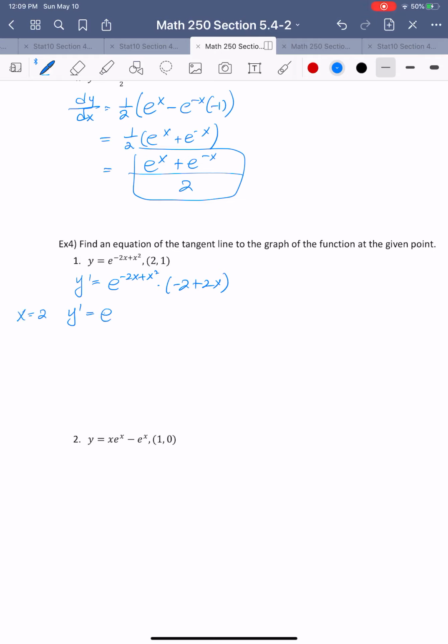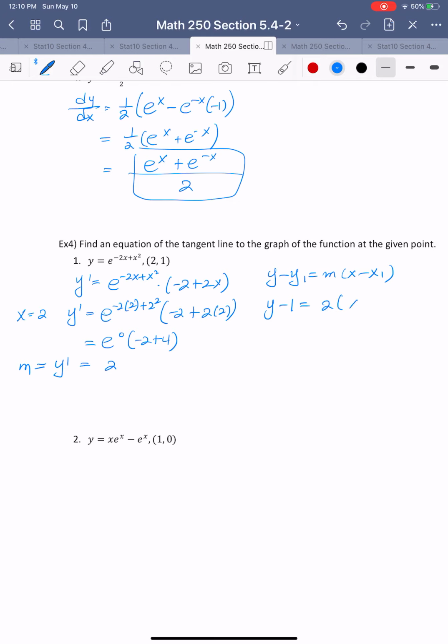With x equal to 2, plug in: e to the negative 2 squared times negative 2 plus 2 times 2. And then you get e to the 0 times negative 2 plus 4, and e to the 0 becomes 1. So y prime is 2, meaning that's the slope, right? So I can use y minus y1 equal to m times x minus x1. So y minus 1 equal to 2 times x minus 2.